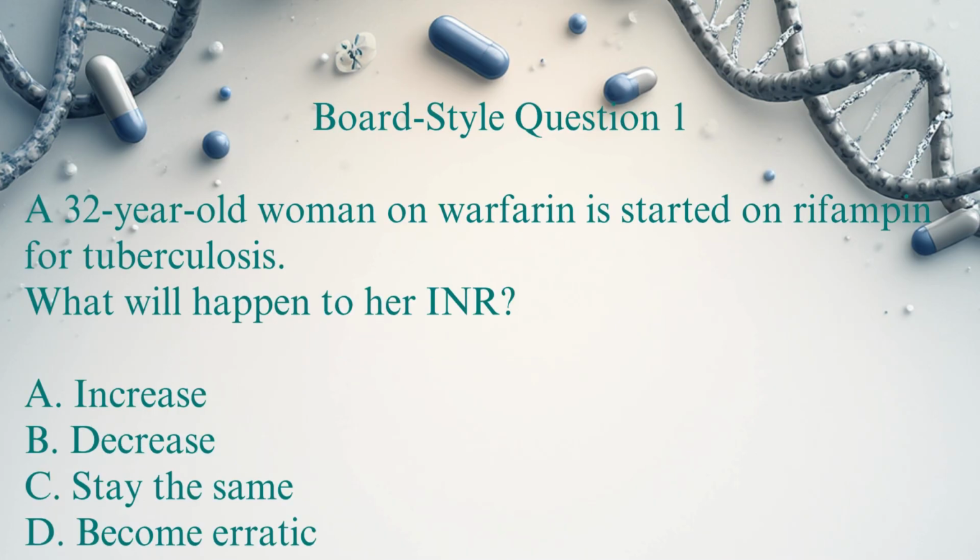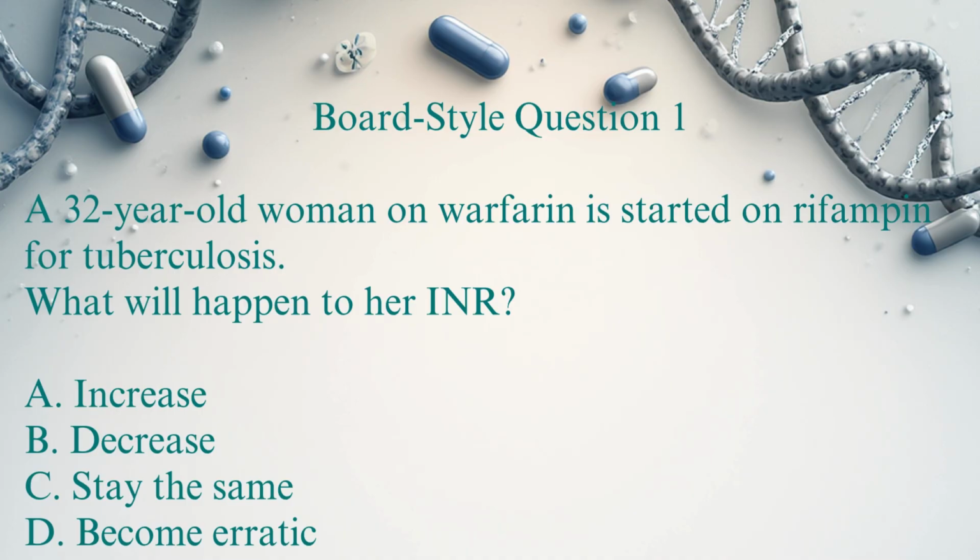That's how this goes from memorization to mastery. Let's start with board-style question 1. A 32-year-old woman on warfarin is started on rifampin for tuberculosis. What will happen to her international normalized ratio? A. Increase. B. Decrease. C. Stay the same. D. Become erratic. The correct answer is B.